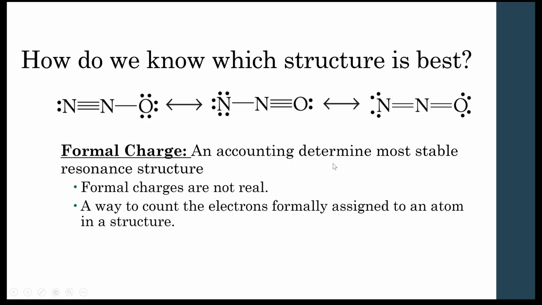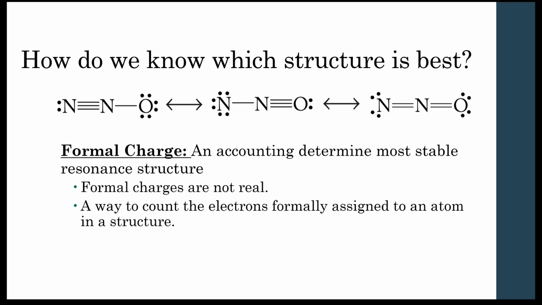So here we see three valid resonance structures. In the first one, we've got nitrogen in the middle, a triple bond with the nitrogen to the left, and a single bond with an oxygen to the right. If we look at the next resonance structure, we've got a nitrogen in the middle, but this time it's a single bond with a nitrogen on the left and a triple bond with oxygen. So those are two very different structures. And then the last structure here has a double bond on both sides.